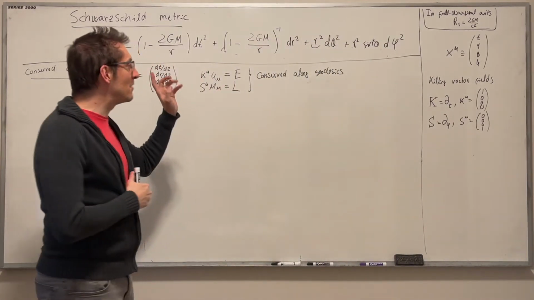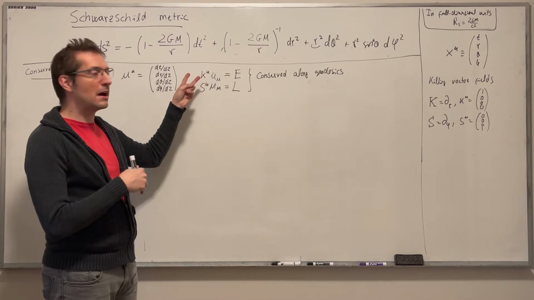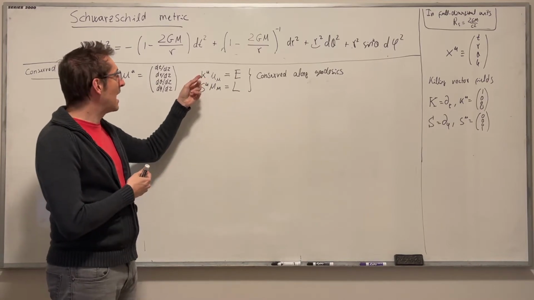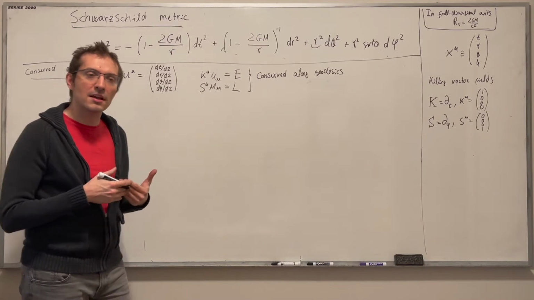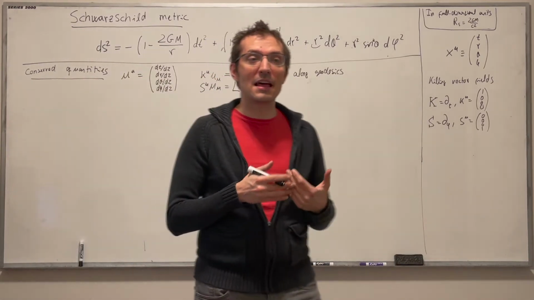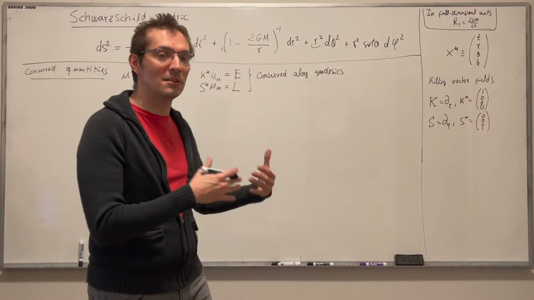Remember that when we have a Killing vector field, the contraction of the four-velocity of a particle moving in a geodesic and the Killing vector field is a conserved quantity along the geodesic. We proved that in the last topic in differential geometry, right? When we proved that the Killing equation implied that.